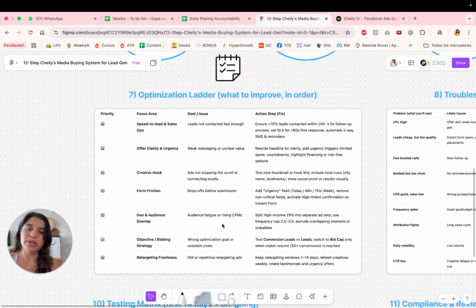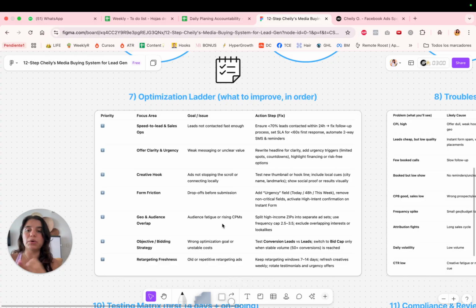Then we have the optimization ladder. Basically, what to improve and in what order. We have, for example, speed to lead, offer clarity, creative hook, form friction, geolocation and audience overlap, objective, retargeting. So we want to make sure that we understand what the priority is based on the issues that we're encountering. And here are some action steps to fix it.